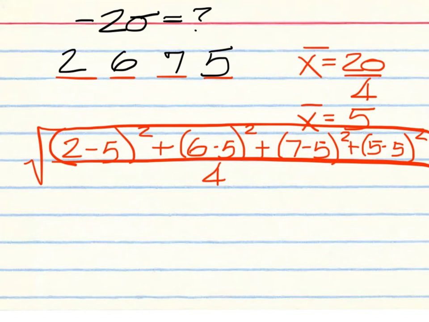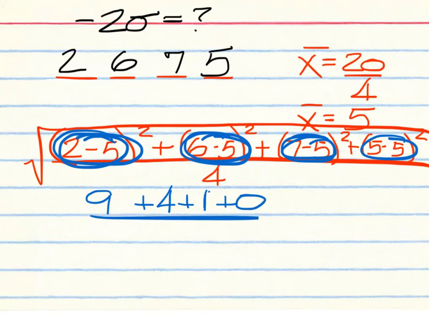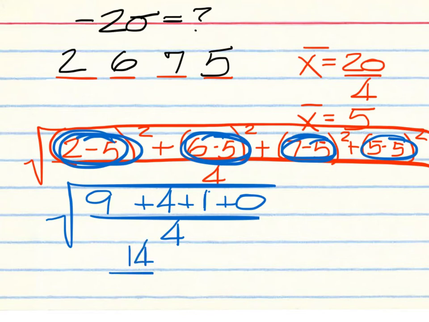And when we simplify this, we'll have 3, negative 3 squared is 9. 1 squared is 1. 2 squared is 4. Too many plus signs. And should be a 1 in there somewhere. Yeah, that's a 9. And that's a 1. That'll be a 4. And this is 0. They're just out of order. So we'll go 9 and 4 is 13 plus 1 is 14. 14 over 4. We need the square root of that. That will come out to be 1.9.